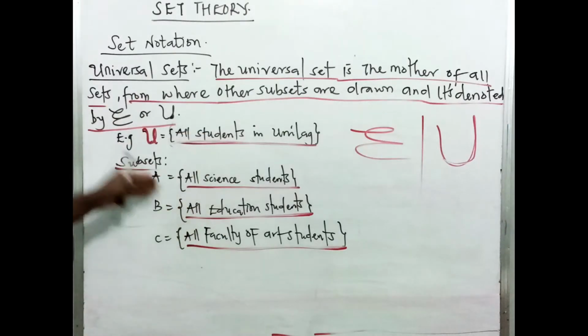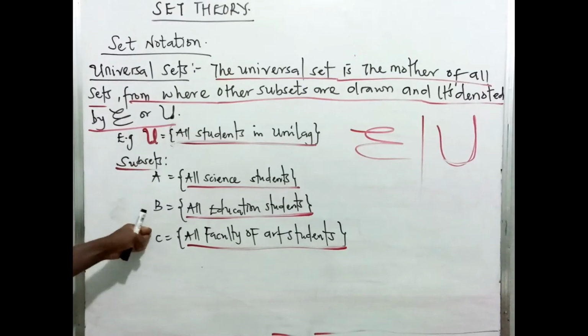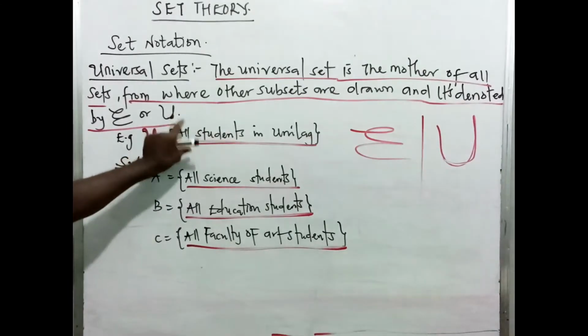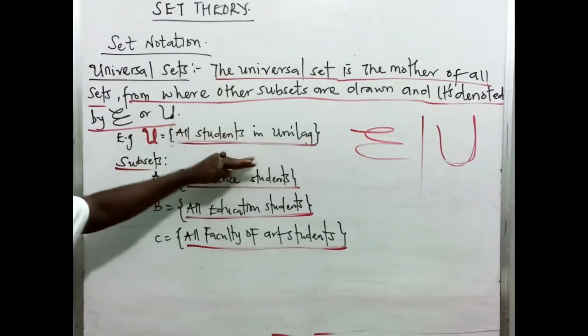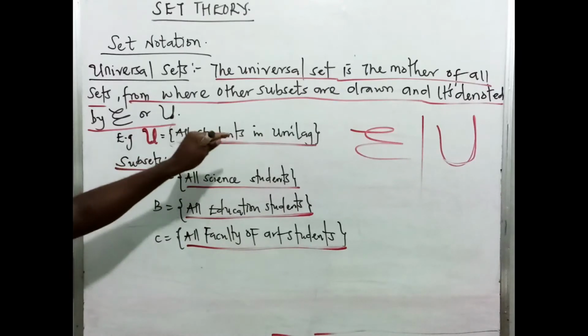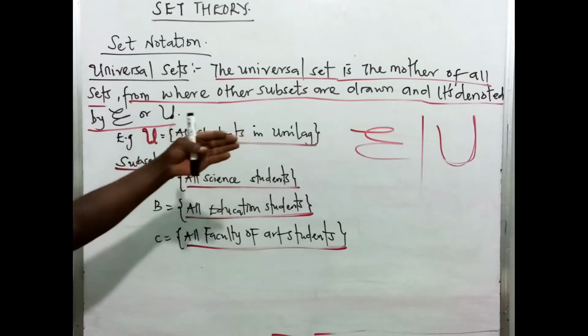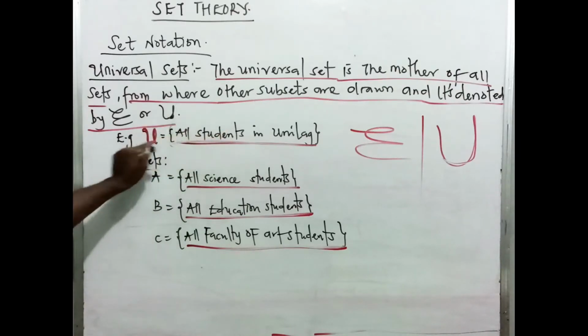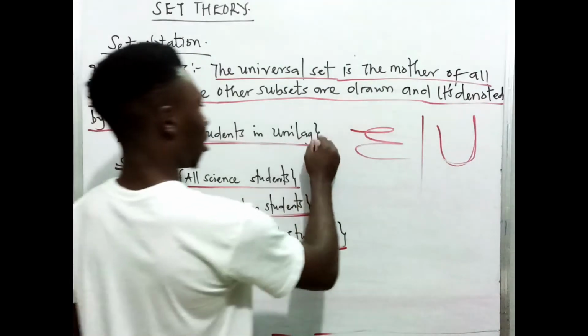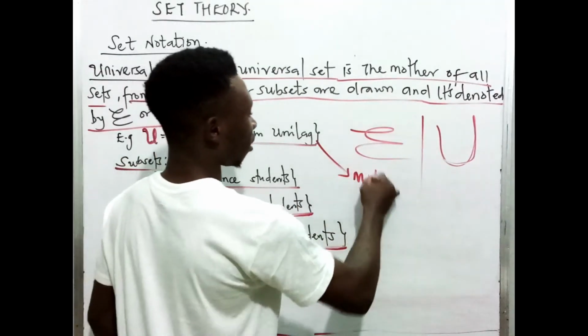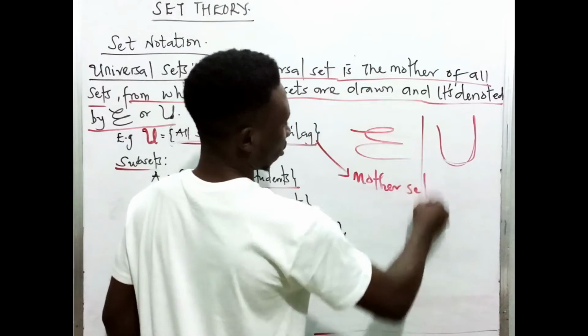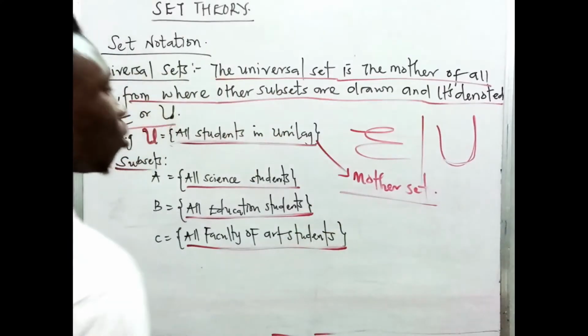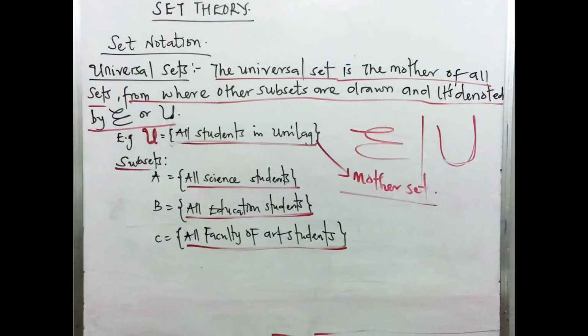Now, did you notice that set A, set B, and set C were all drawn out from this particular set? Because they were able to be drawn out from this particular set, that is why this set of all students in Unilag is called the mother set. And so your mother set here is your universal set.